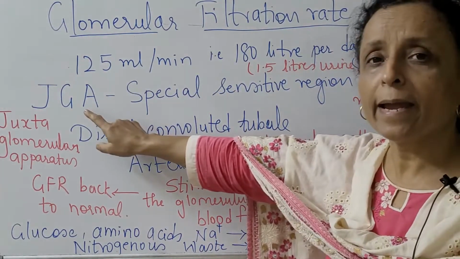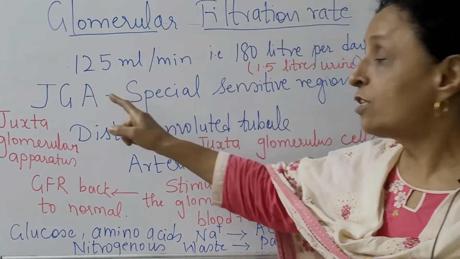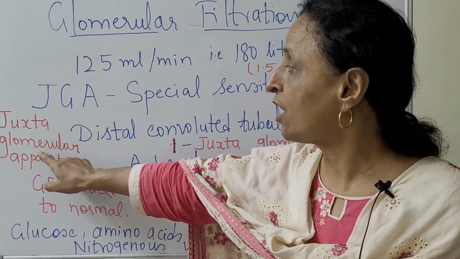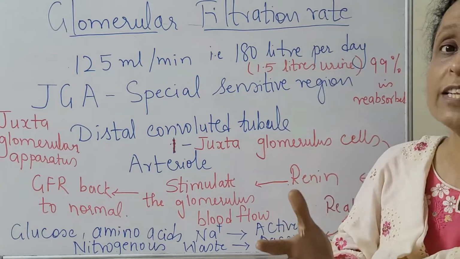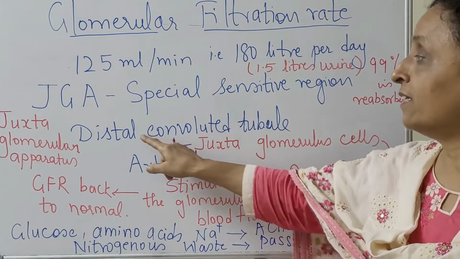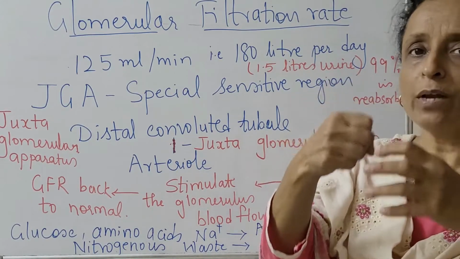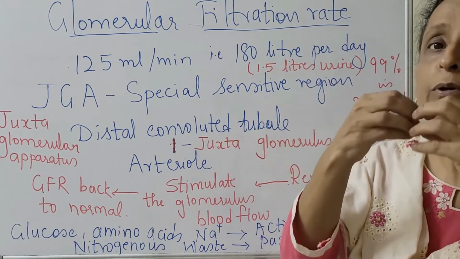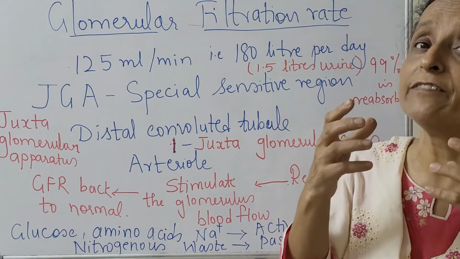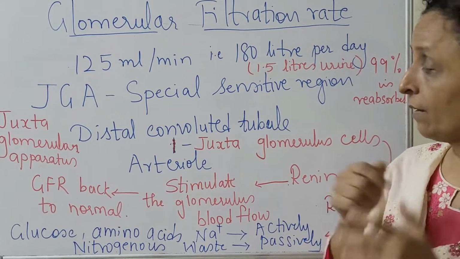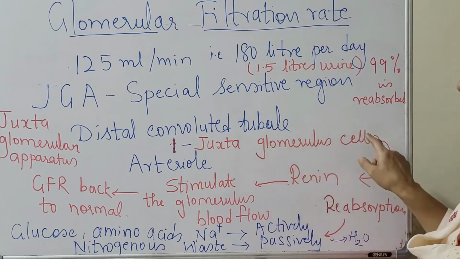How is it maintained? By certain specialized cells known as the juxtaglomerular apparatus. Where are those cells present? In between the distal convoluted tubule and the arteriole. At the place of contact between the arteriole and the distal convoluted tubule, there are certain sensitive cells present. Those cells are known as juxtaglomerular cells.